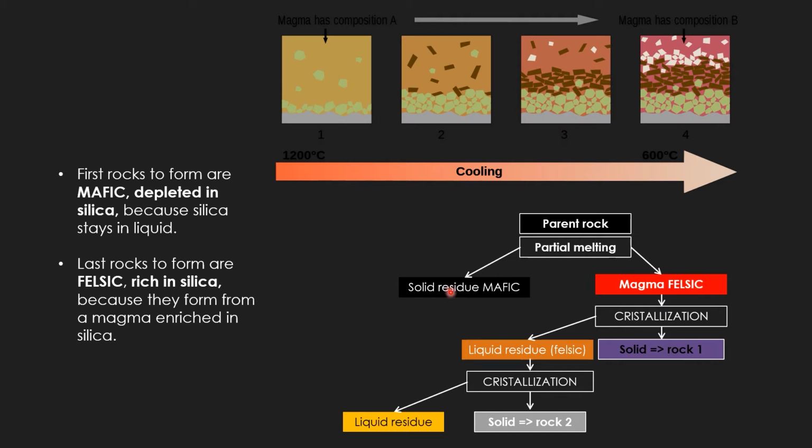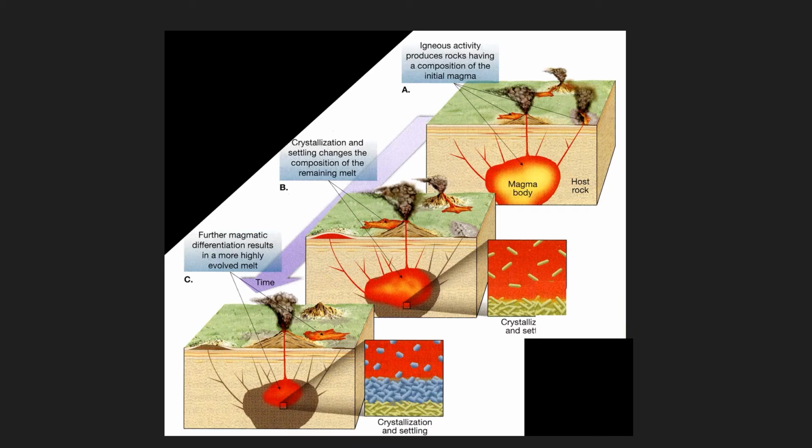Okay, so you go from a parent rock, which has partial melting, you'll have a more felsic magma, and when it crystallizes it will form rock 1, and then the residue has more silica in it, which will form rock 2, and then your residual liquid is even more silica, so then you'll get rock 3, etc., until it is all solid. So during this separation, the composition will change.